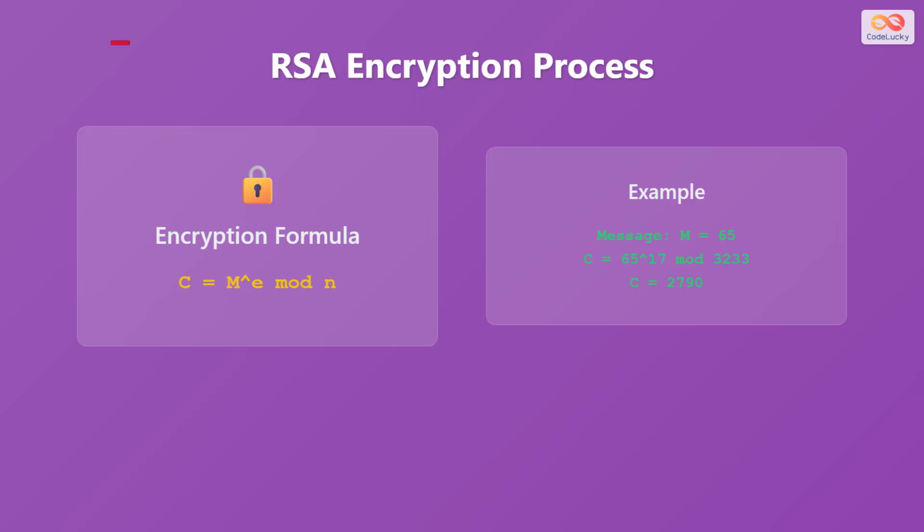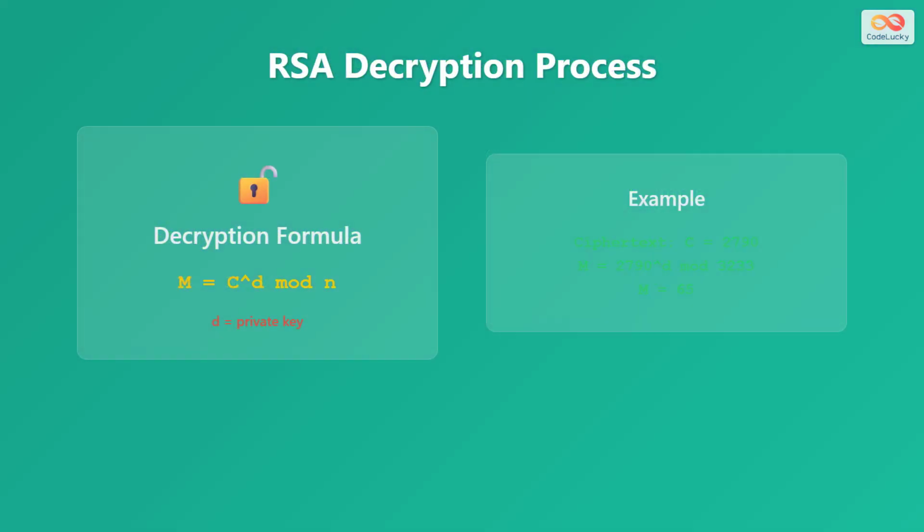Let's discuss the RSA encryption process. The encryption formula is C equals m to the power of e mod n, where C is the ciphertext, m is the original message, e is the public exponent, and n is the modulus. Here's an example. Suppose our message, m, is 65. To encrypt, we calculate C equals 65 to the power of 17 mod 3,233, which gives us C equals 2,790.